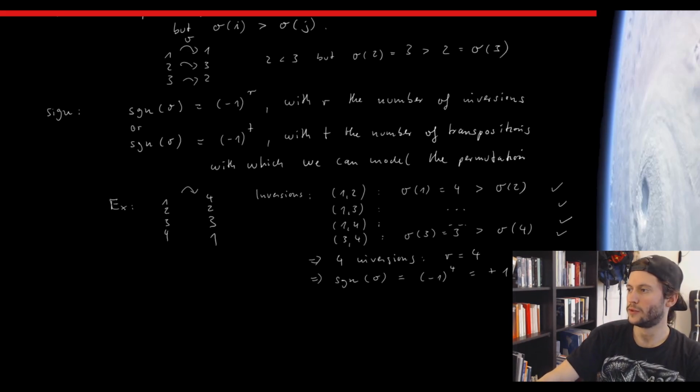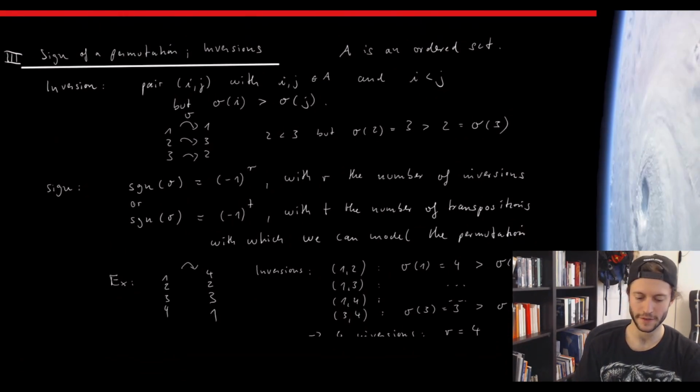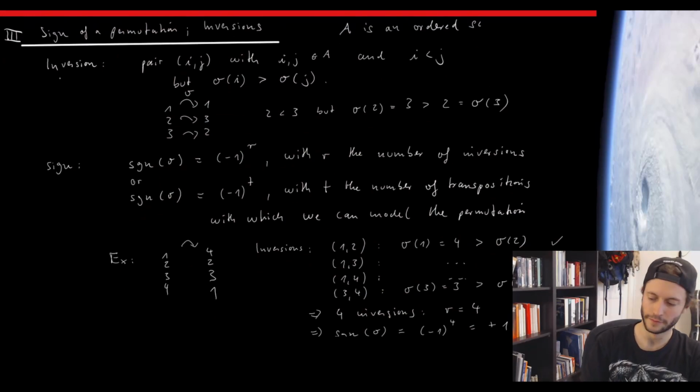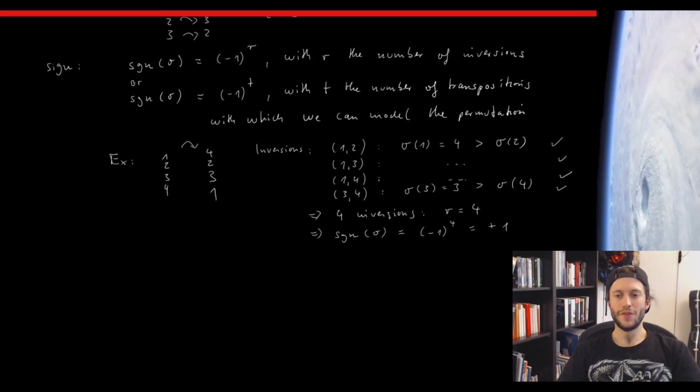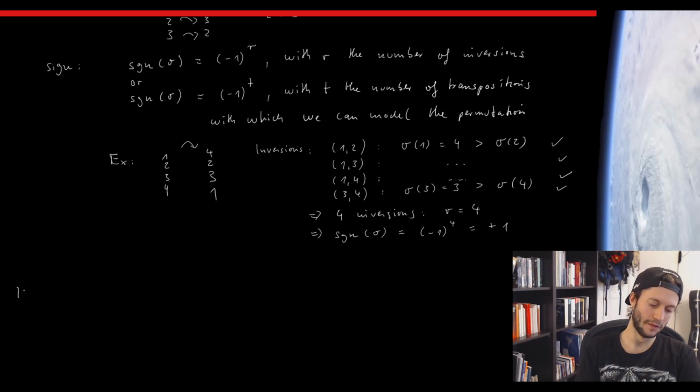I think that's enough for sign and inversions. These are really just small little names, so to say, for specific permutations on ordered sets. With that, we can now finally go to some serious notation business, which would be point 4.